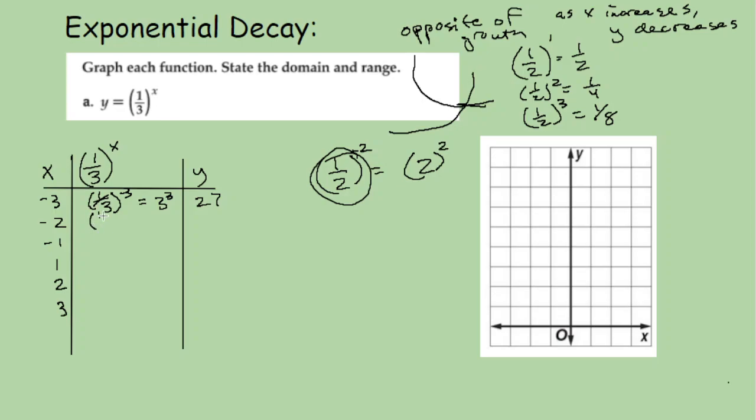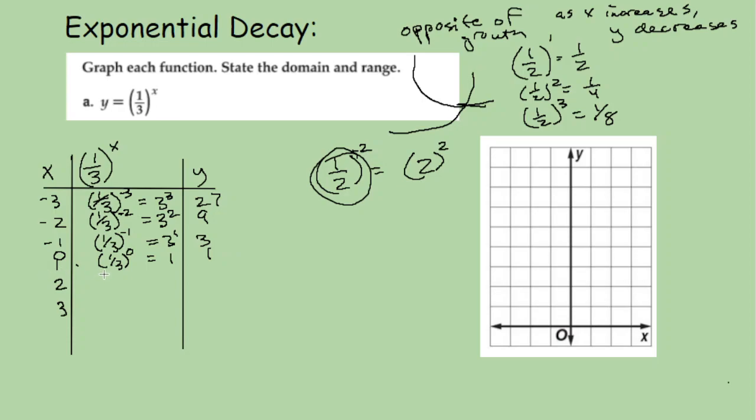Now, if we do 1/3 to the -2 power, flip your fraction, so it's 3 to the second power, which is 9. You do 1/3 to the -1, so flip that around, 3 to the 1, so you get 3. And then, oh, I forgot 0, so we need 0. If we do 1/3 to the 0 power, well, thank God we got one normal one. That's just 1.